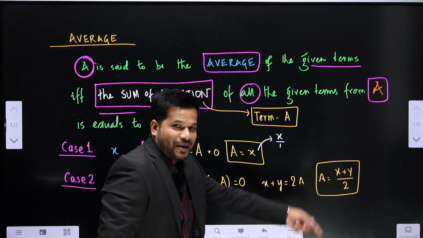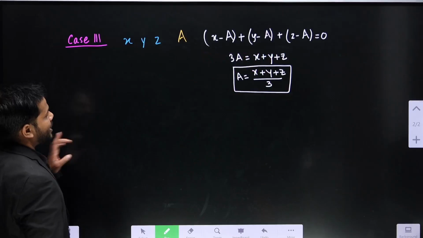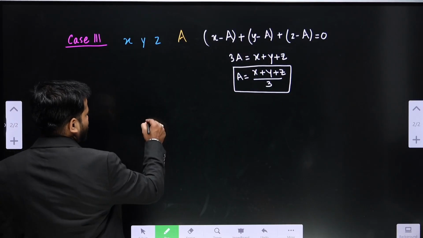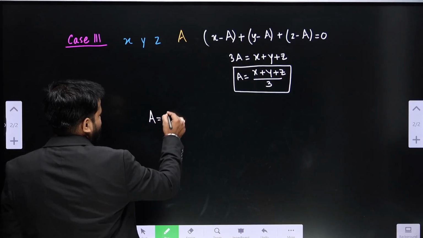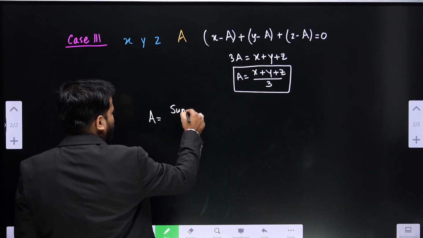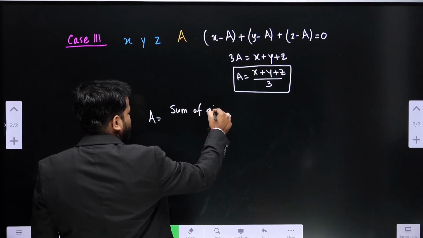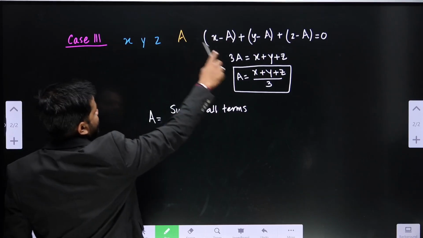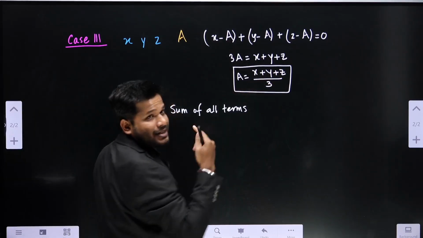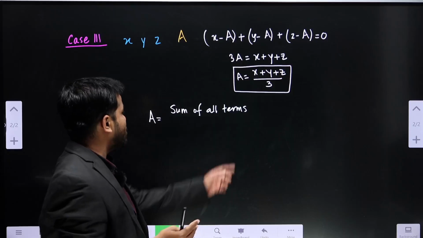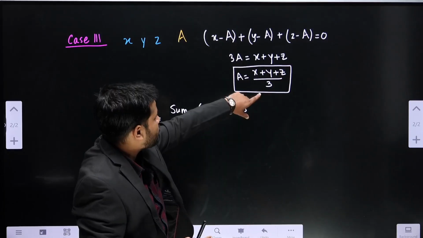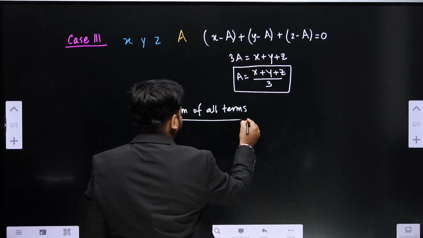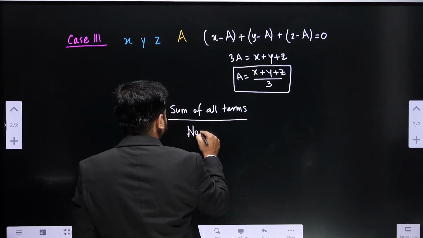This is x plus y by 2. This will be x plus y plus z by 3. That means what are you taking? You are taking A as the sum of all the terms given to you. Yes or no? Look, here there was x, y, z. What did you do? x plus y plus z. The sum of all the 3 terms divided by the total number of terms. What is the total number of terms here? The total number of terms here is 3. That means I can tell that it will be the number of terms, right?